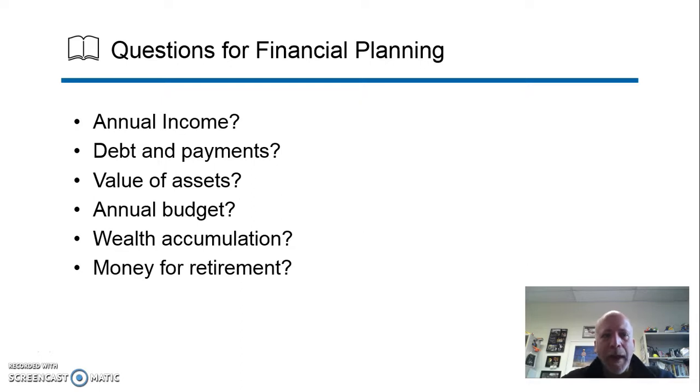So the questions for financial planning are: how much is the annual income? How much debt and payments do we have? Those are things that we are required to pay, such as rent or home mortgage or car payment or student loan payments and so on. What is the value of all of our assets? How much money do we expect to take in and spend each month? How are we going to accumulate wealth for future activity? And then, to even begin to start thinking about money for retirement.